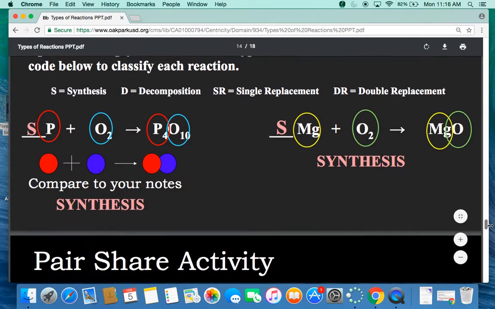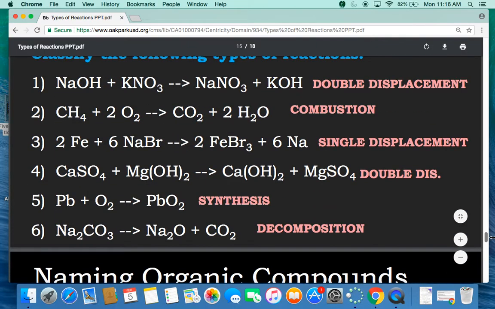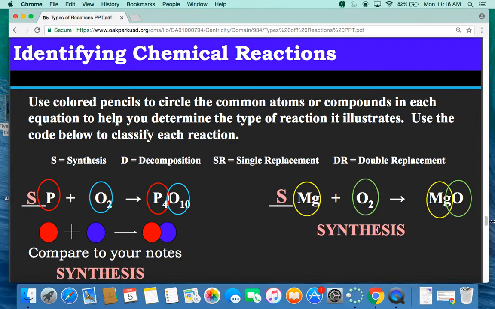Okay, and then what he does is he goes through a bunch of examples, and again, it's organic, so we don't need to deal with that. So those are the five major types of chemical reactions. Synthesis, because it's just producing one product. Decomposition, because you have one reactant. Single replacement, because you have an element plus a compound to give you an element plus a compound. And double replacement, because you have two compounds in the reactants and you form two compounds in the products.